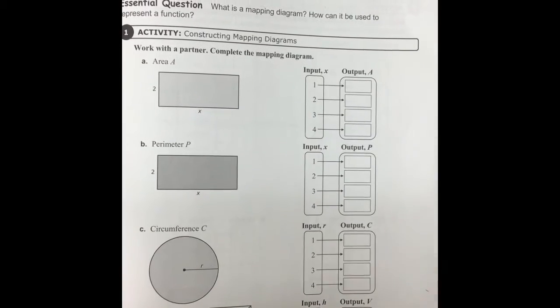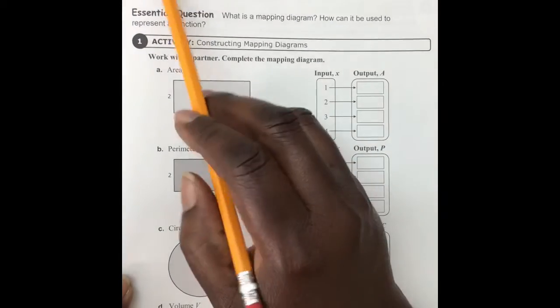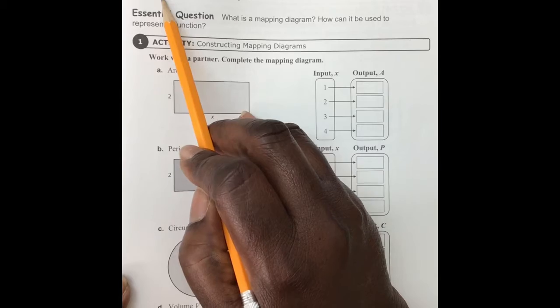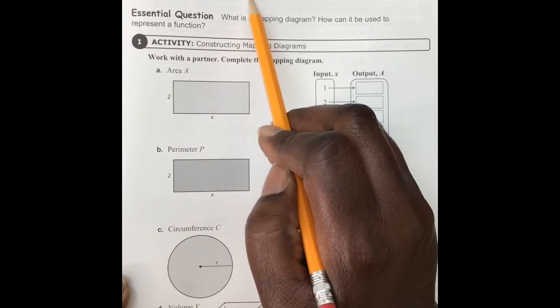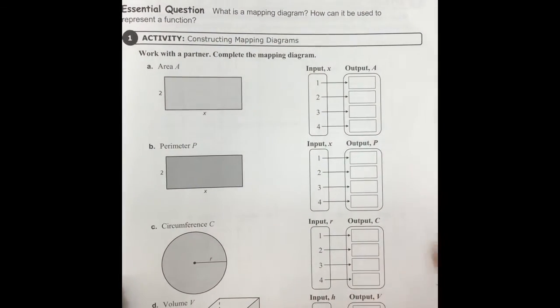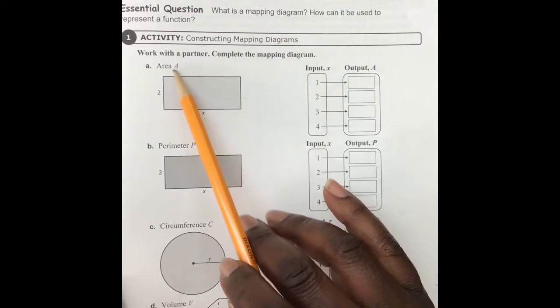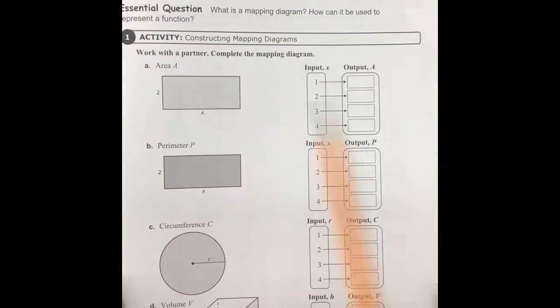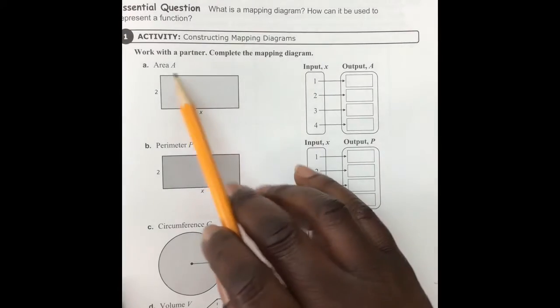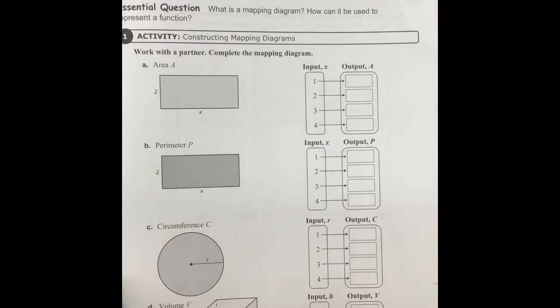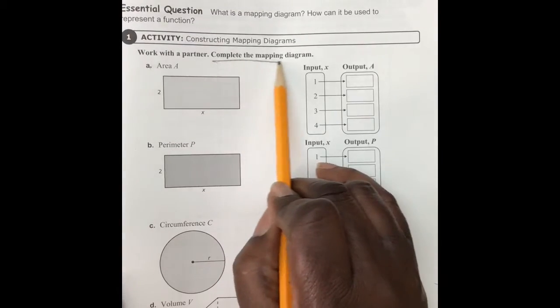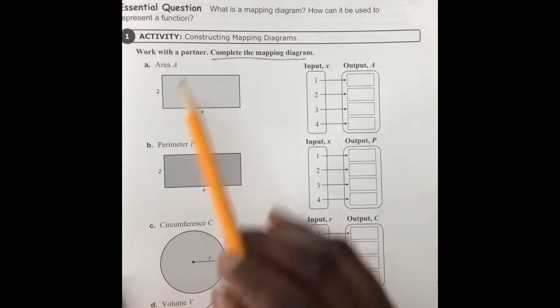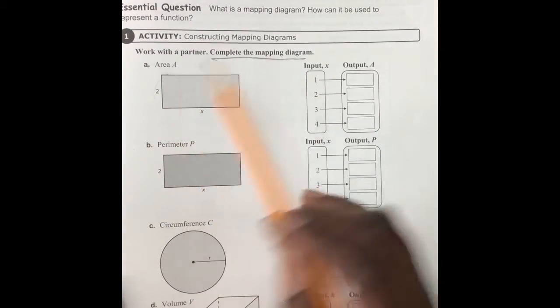Hello, class. Today we're looking at lesson 9.1, mapping diagrams. Okay, so here we are going to work on this together where we're going to map out the diagram. Okay, so it says complete the mapping diagram. This is our figure. This is our diagram.